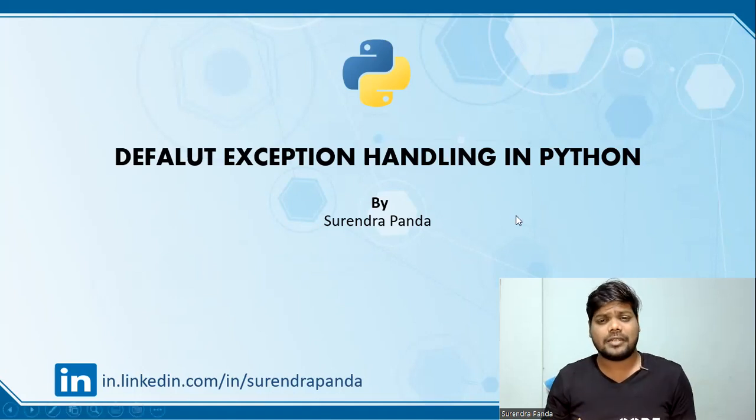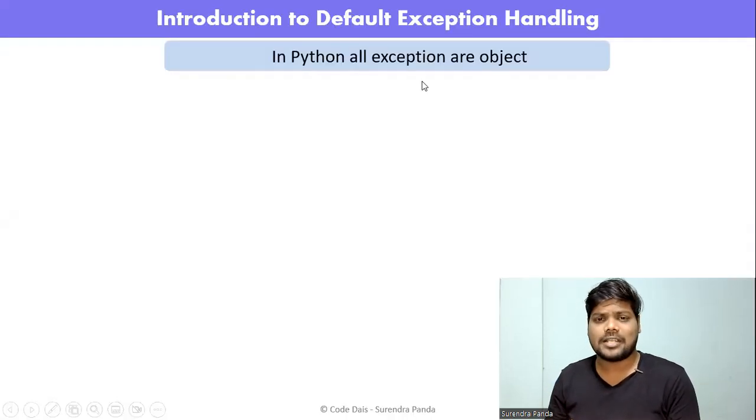Observe very carefully. We'll discuss theoretically as well as programmatically so that you will get more clarity. Introduction to default exception handling: in Python, all exceptions are objects and a corresponding class is there. What exactly is the meaning of this particular point?